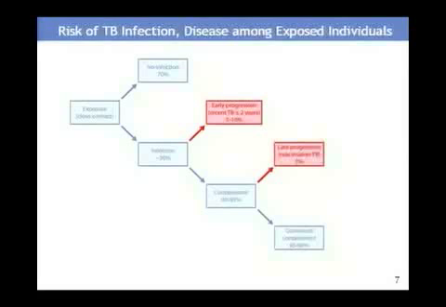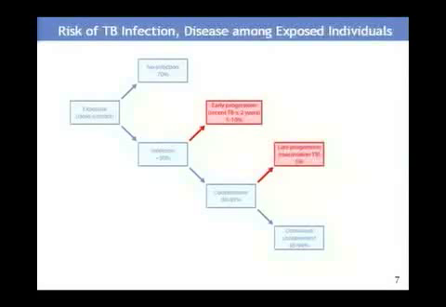Now, as you see in this next part of this figure, the red box, you see that approximately 5 to 10% of you progress to active disease within the first 2 years of becoming infected. But the majority of you move on and contain the infection. Over your lifetime, approximately 5% of you will progress to active disease.